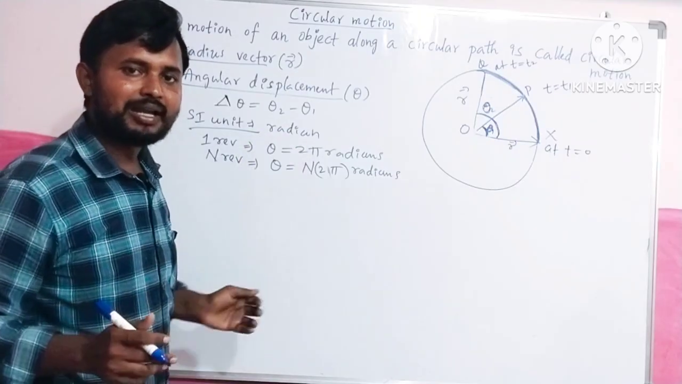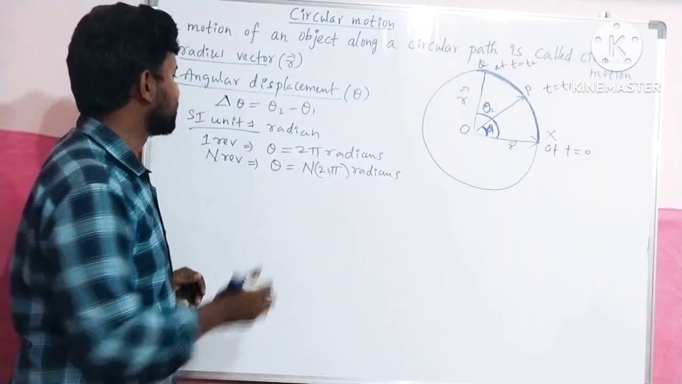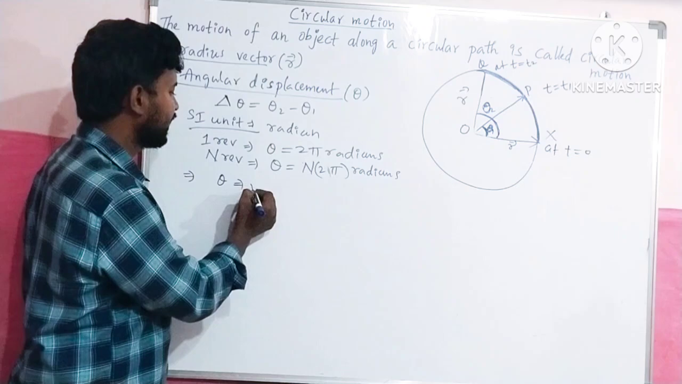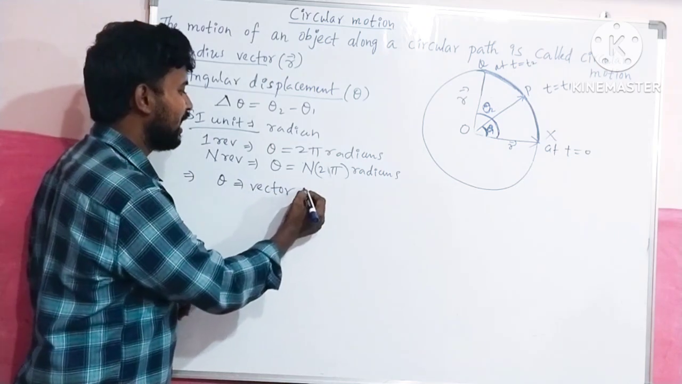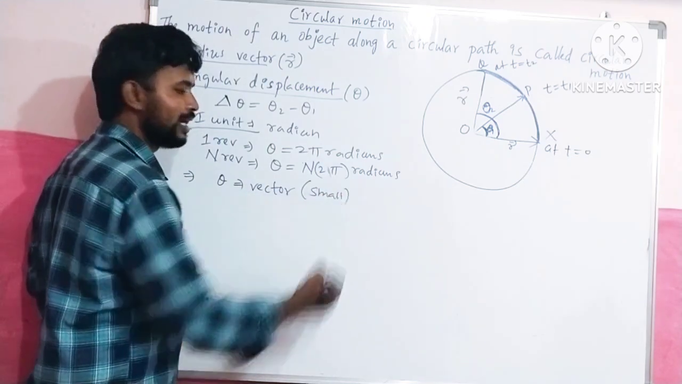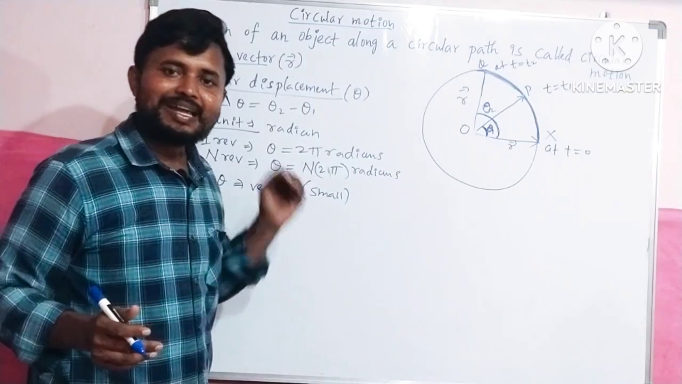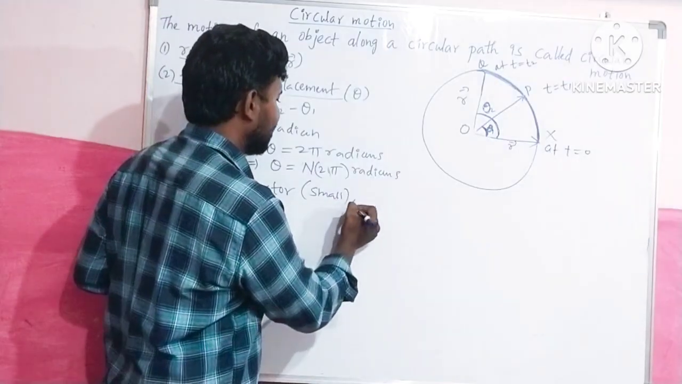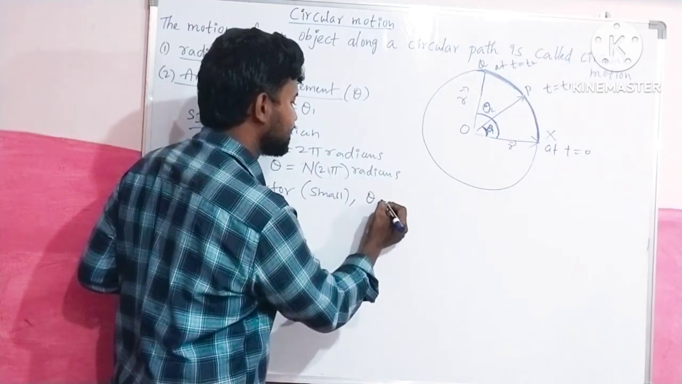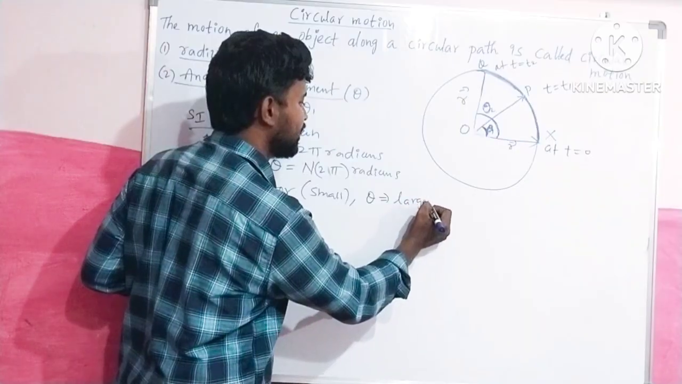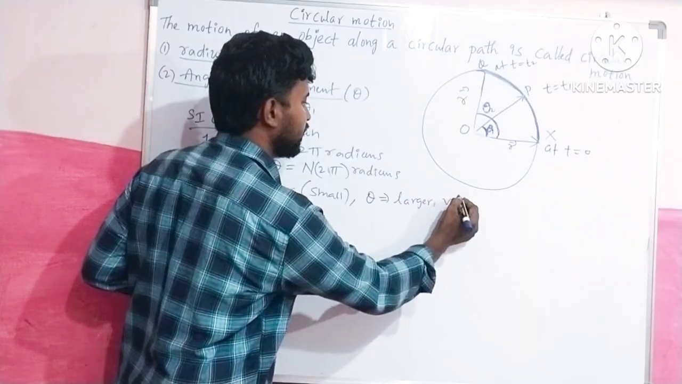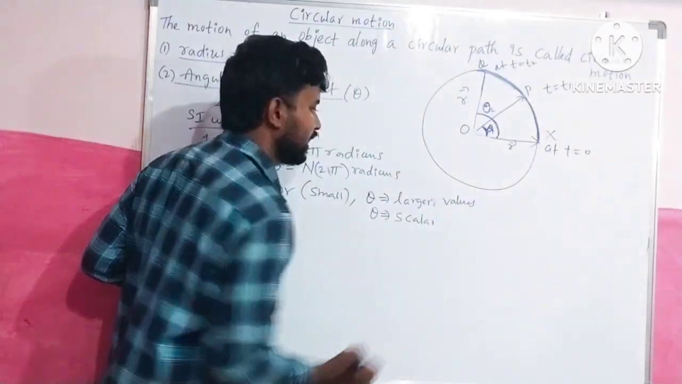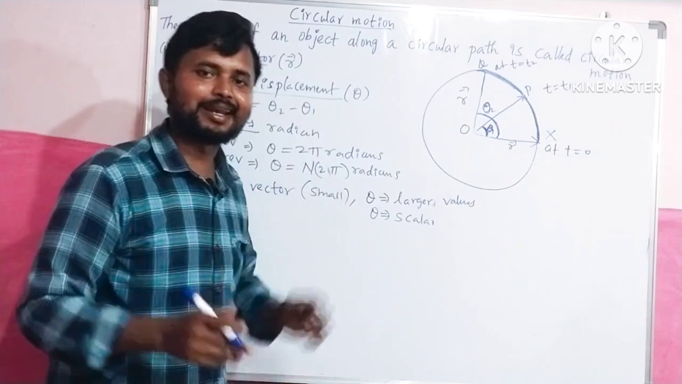Now, for smaller values, angular displacement is a vector. Angular displacement is a vector if the values are small. Since the values are small, it obeys the law of vector addition. Next, if the angular displacement has larger values, then angular displacement becomes a scalar.